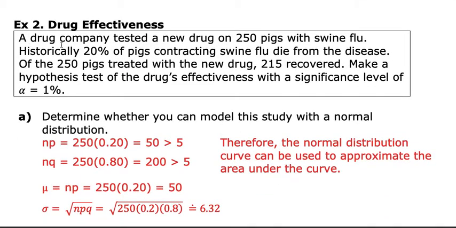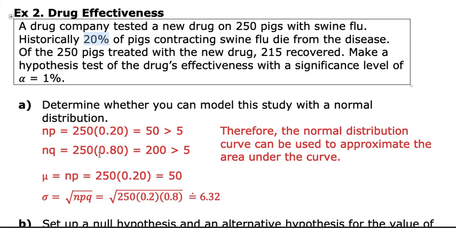Drug effectiveness. A drug company tested a new drug on 250 pigs with swine flu. Historically, 20% of pigs contracting swine flu die from the disease. Of the 250 pigs treated with the new drug, 215 recovered. Make a hypothesis test of the drug's effectiveness with a significance level of alpha equals 1%. So, in this case, this is different than the previous example because the claim is about the population proportion. It's claiming that 20% of pigs contracting swine flu will die from the disease.